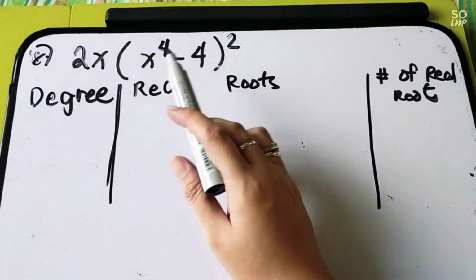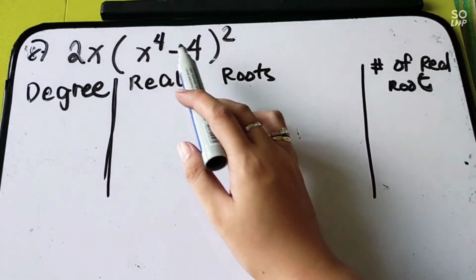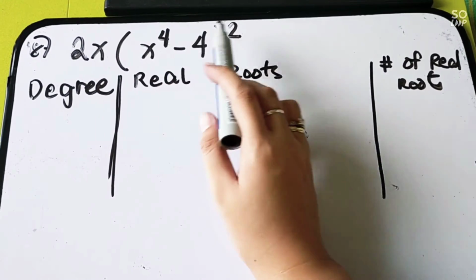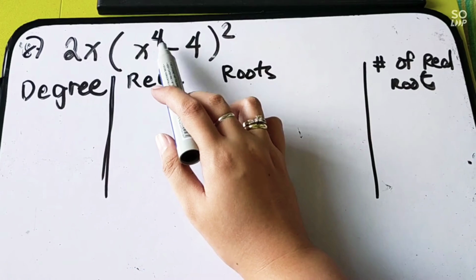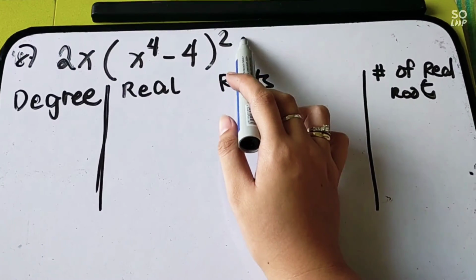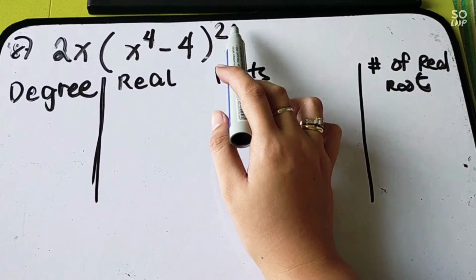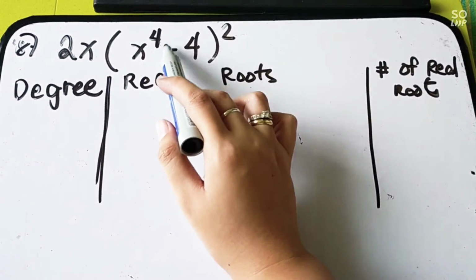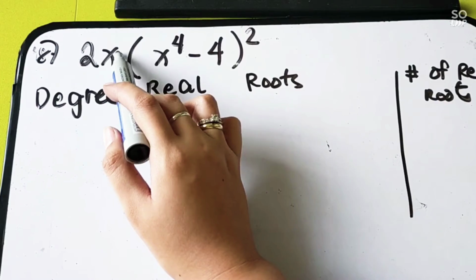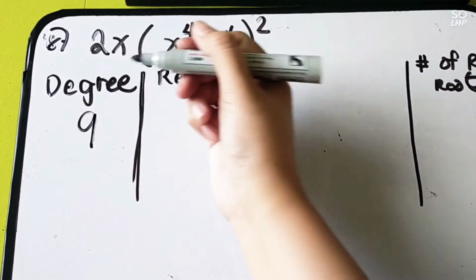So, how will you find the degree? So, this one, we have x raised to 4 tapos may exponent pa. So, you are going to multiply. 4 times 2, we have 8. Then, multiply pa ulit. Meron pang x dito. Add mo pa 1. Okay? 4 times 2, we have 8. 8 plus 1, we have 9. So, the degree here is 9.